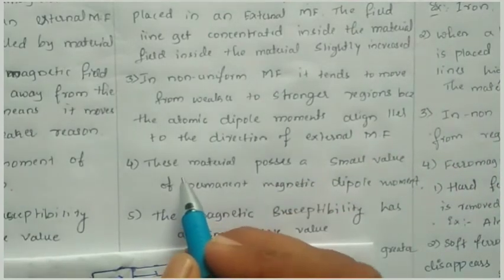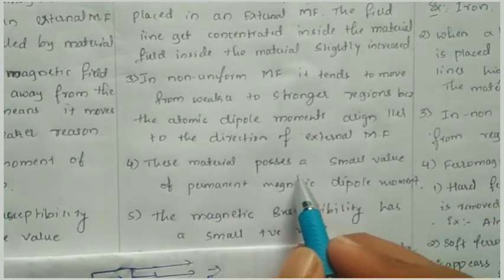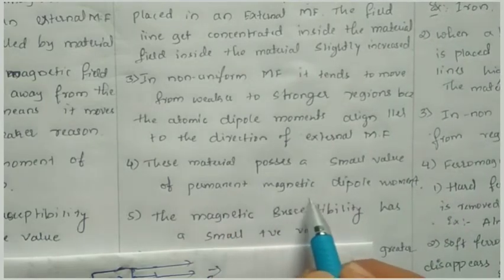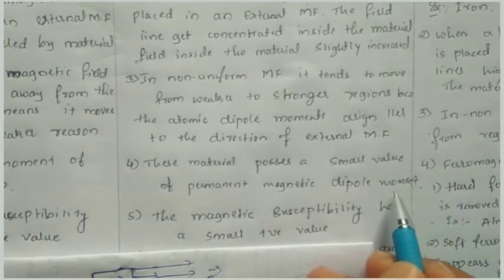Okay, and next one is these materials possess a small value of permanent magnetic dipole moment.